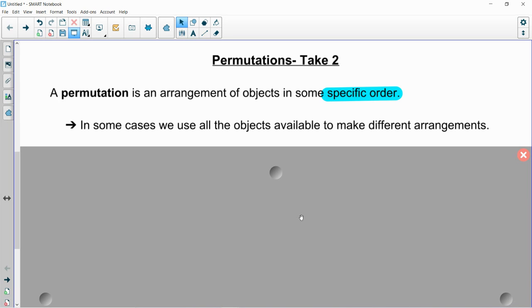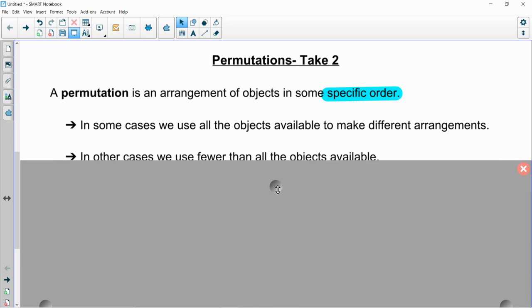All right, now we have 2 possibilities with permutations. In some of the cases, we use all the objects available to make different arrangements. For example, let's say at home you have a shelf in your room for your textbooks for school. Let's say you have 5 different textbooks. We might ask, how many ways can you arrange all 5 of your textbooks on that shelf? So in this case, you're using all the objects available. You have 5 textbooks, you're arranging all of them.